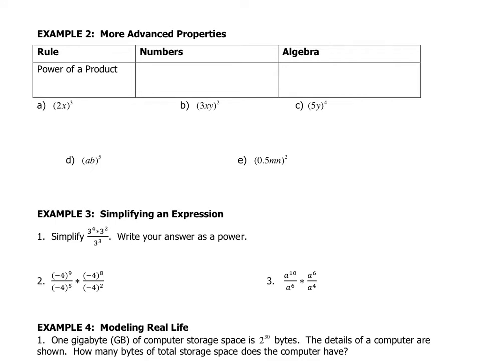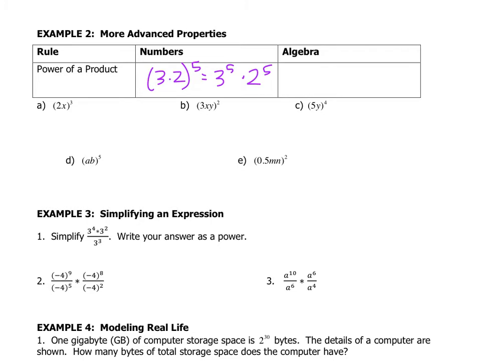The last property we're going to look at in this lesson is the power of a product. And the power of a product is kind of like the distributive property of exponents. So let's say we have the example 3 times 2 to the 5th. Now, why would you not say 6 to the 5th? I don't know. Just go with it. So what we would do is we would do 3 to the 5th times 2 to the 5th. Now, sometimes that's easier than doing 6 to the 5th, but just go with me.